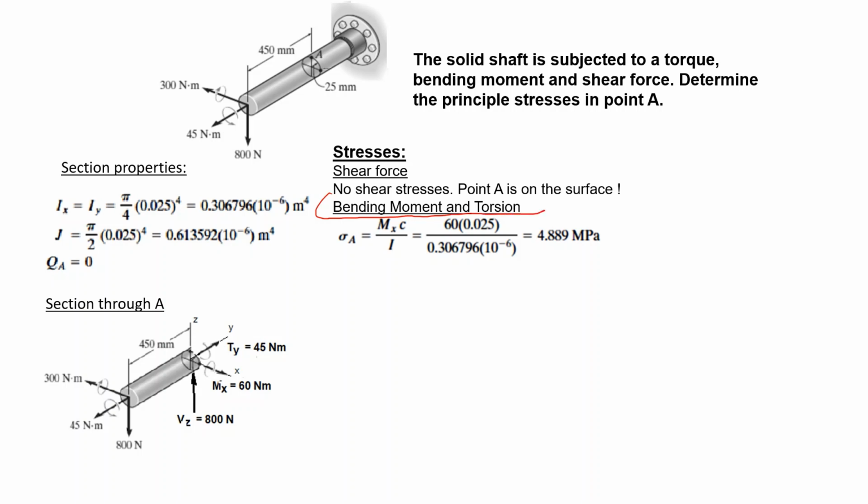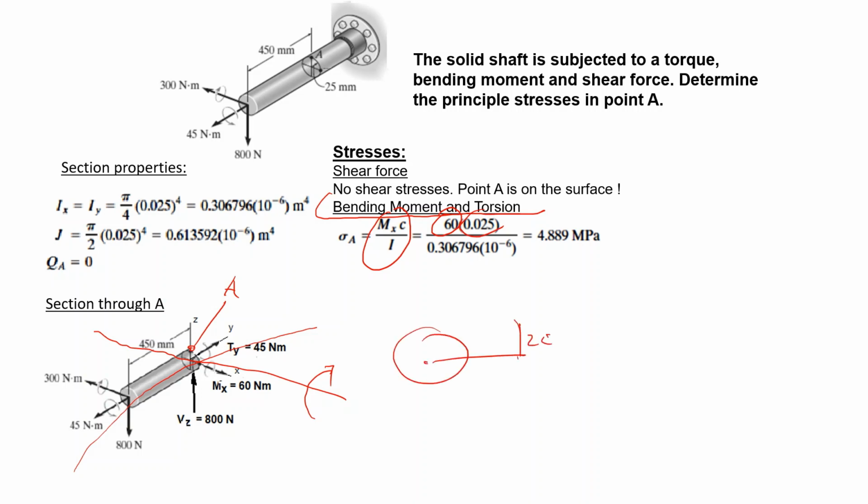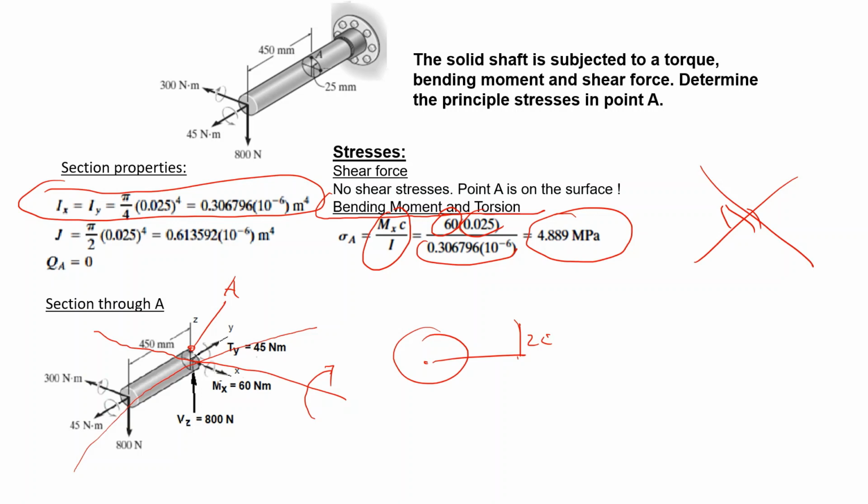Bending moment first. We have a bending moment as you see over here. It's acting like this, so it tries to bend the bar like this. At point A, we will have a positive tensile stress, and you can calculate this stress using this moment in newton meters, this distance, which is 25, and the moment of inertia which I have calculated. As a result, we have 4.889 megapascals. There is no normal force, so no normal stresses due to the normal force.